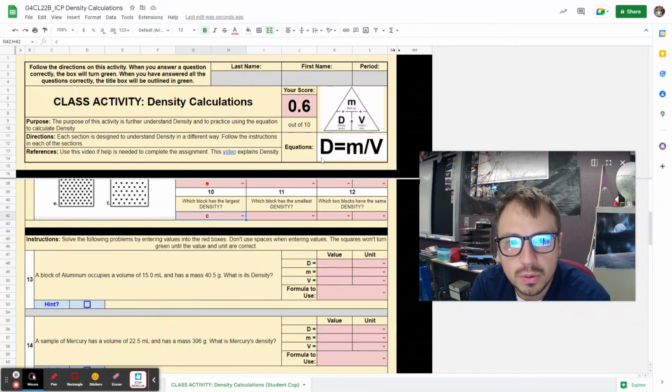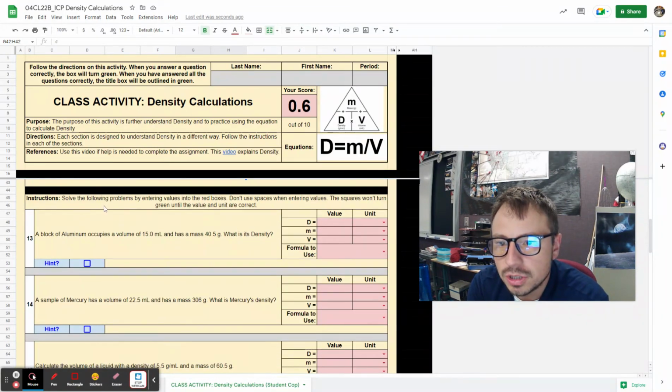It's about using this equation up here, right? So solve the following problems by entering the values into the red boxes. Don't use spaces when entering values. The squares won't turn green until the value and the unit are correct. So let's look at this first one.